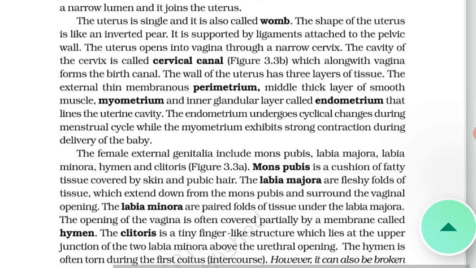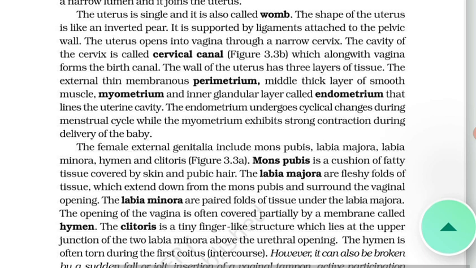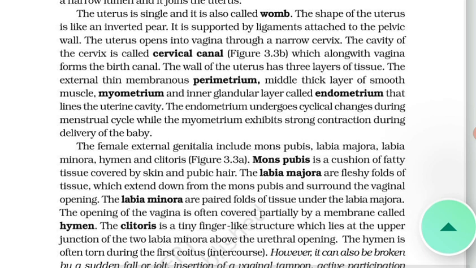It is supported by ligaments attached to the pelvic wall. The uterus opens into the vagina through a narrow cervix. Uterus कहाँ open होती है? Vagina, through a narrow cervix. The cavity of the cervix is called the cervical canal. ठीक है, cervix की cavity को क्या कहते हैं? Cervical canal. The cavity of cervix is called cervical canal, which along with the vagina forms the birth canal.